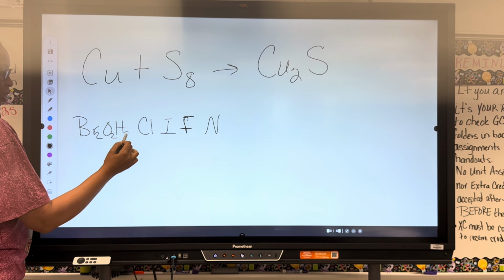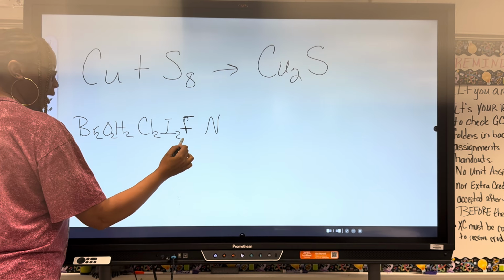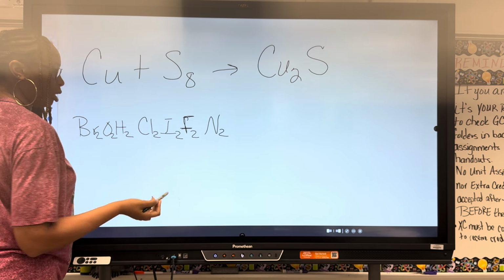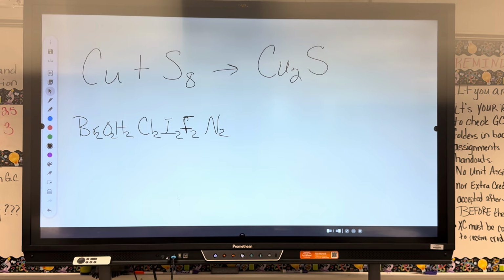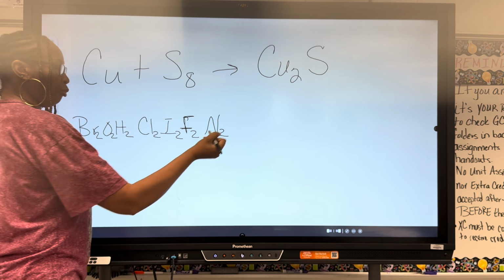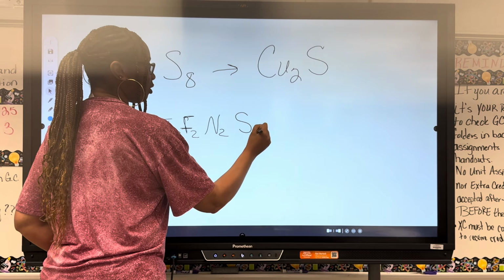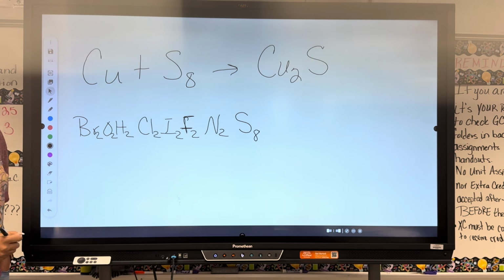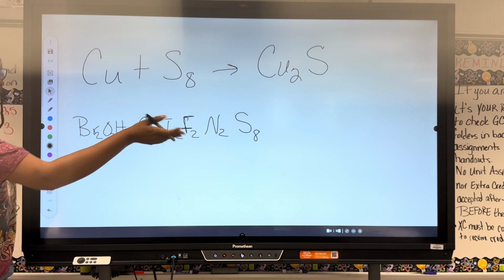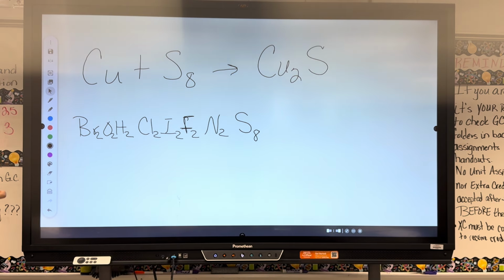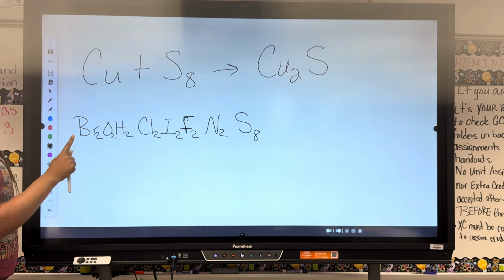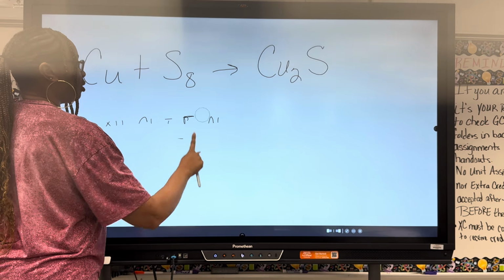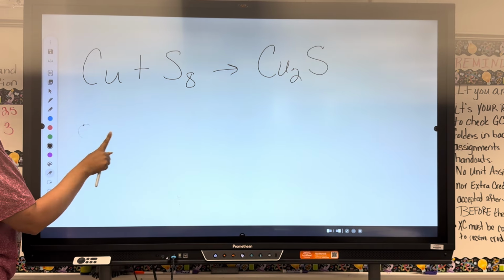Bromine, oxygen, hydrogen, chlorine, iodine, fluorine, and nitrogen are all diatomic. So when they're by themselves, they come in pairs. And then the 8th one is sulfur, and sulfur is S8. That's the reason why I put them in that order, Brocliffen. So the first 7 are diatomic, and the 8th thing is S8, which is sulfur. You have to remember to write sulfur as S8, not just S, whenever you're doing a chemical reaction.